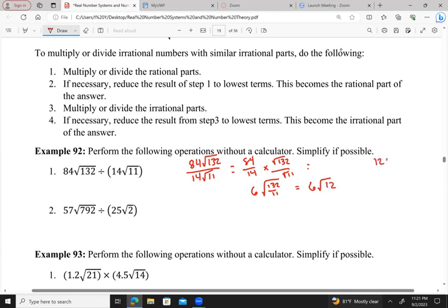12 is 2 times 2 times 3. So this equals 6 times the square root of 4 times the square root of 3. The square root of 4 is 2. So we have the square root of 3. 6 times 2 is 12 times the square root of 3.